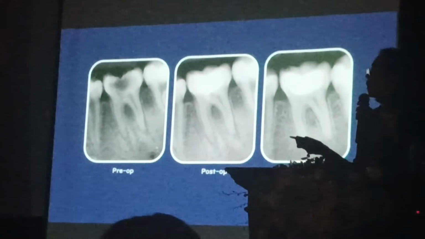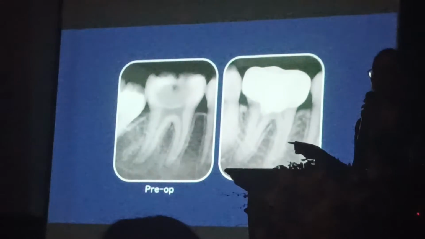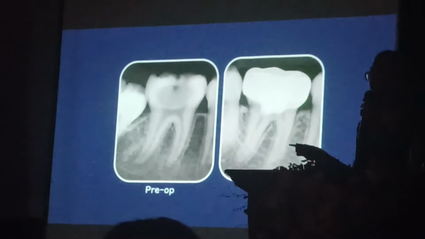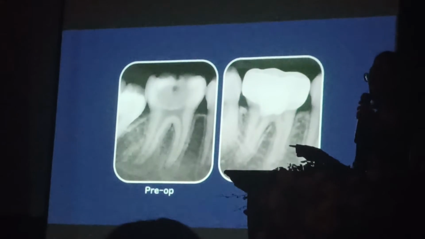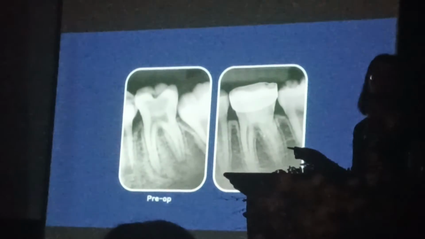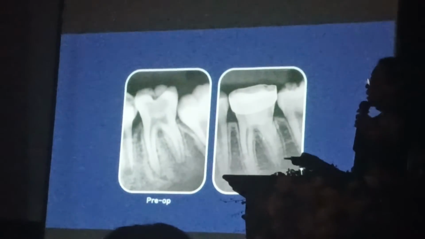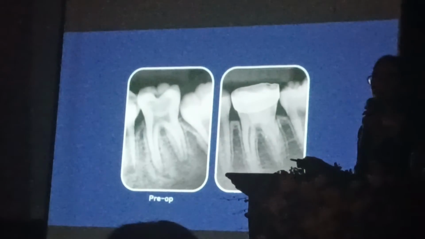This is a 14-year-old. You can see that nicely. This is about 3 years, which also has a nicely healed periapical area. And also this is a 6-year case. You see that the condensing osteitis disappeared.